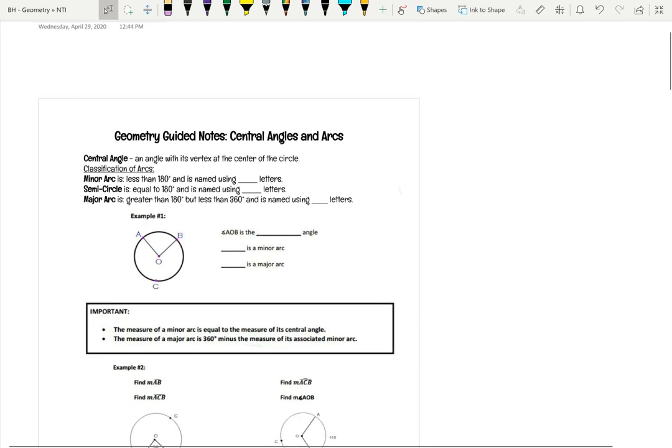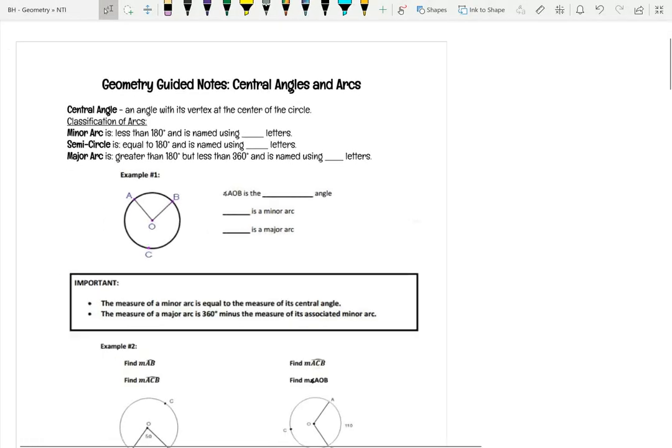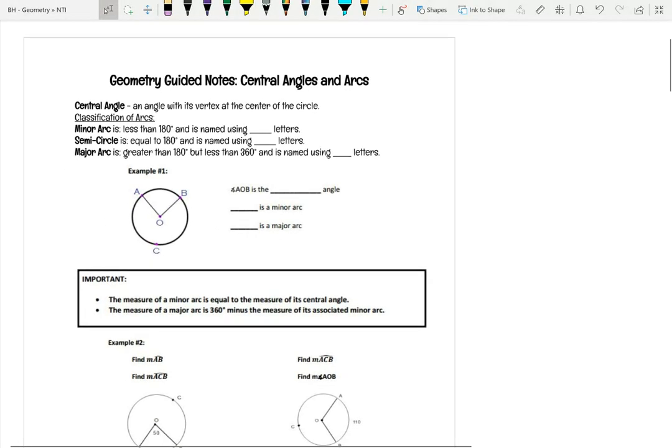This week, for week 5, we're going to start our circles unit, which will be the last unit for this entire school year. So yay. We're going to go over some definitions, and hopefully you've already done the vocab assignment.